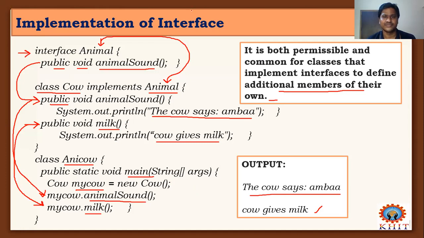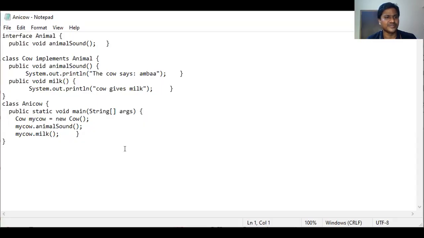Understood? I will switch to the programming part to execute these things. Coming to this file, the same is stored here. AnimalCow is my file name, because the main class of this program contains the main method. This should be the file name, not any interface name or any implementing class name. The class which contains the main method, that class name is the file name. This is the same for classes and interfaces.